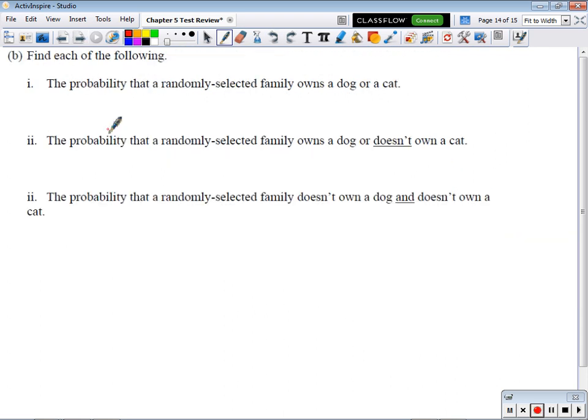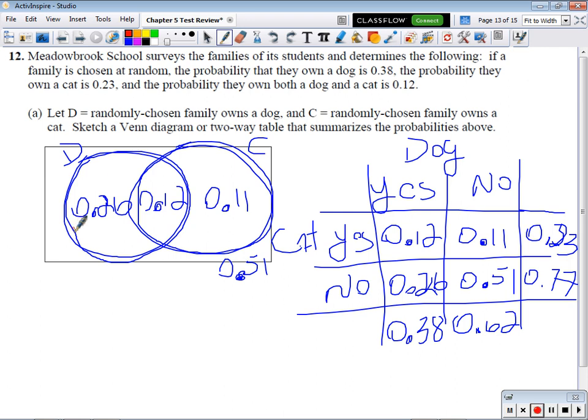For part 2, the probability that a randomly selected family owns a dog or doesn't own a cat. So if you go to the Venn diagram, here's all the people that own a dog, 0.38. And then you have the people that don't own a cat, which would be the people that own a dog or neither one, which would be 0.51. So if we added 0.38 plus 0.51, that would be this group here and this group here. Here's all the people that don't own a cat. The probability for that is 0.89.